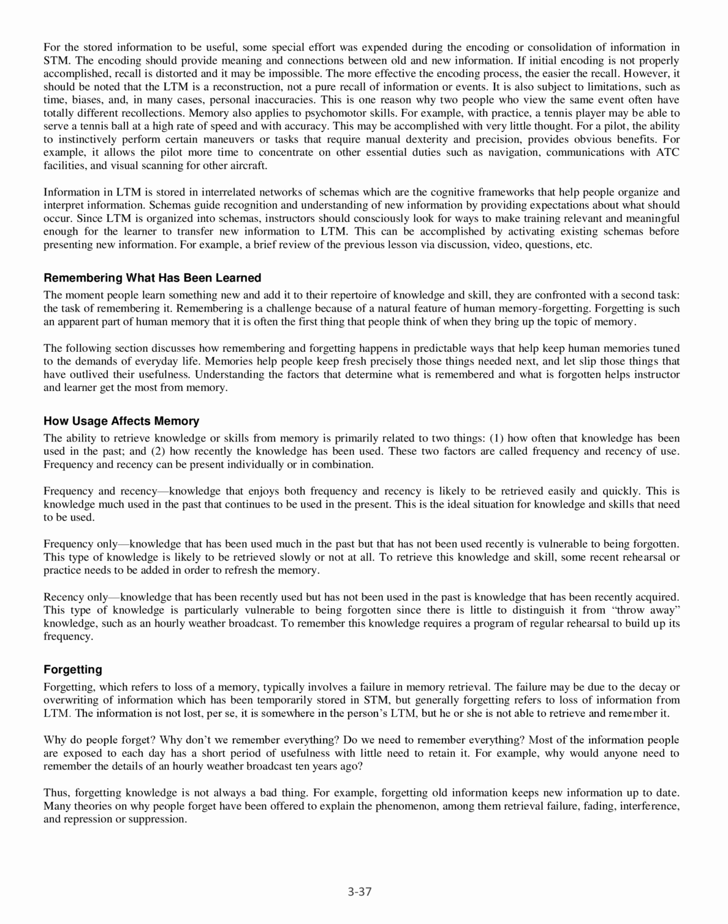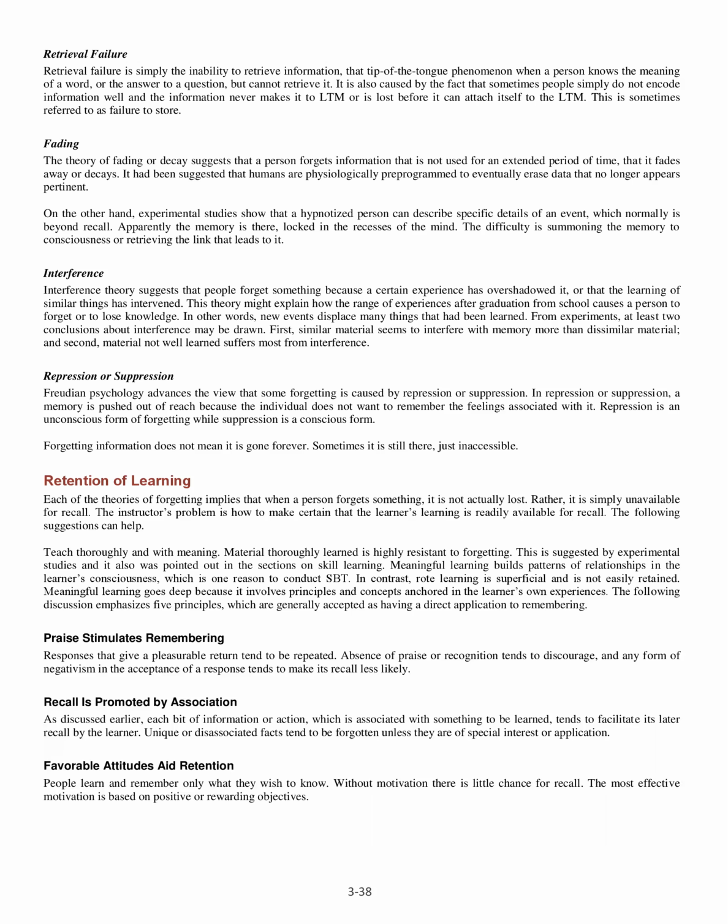Many theories on why people forget have been offered to explain the phenomenon, among them retrieval failure, fading, interference, and repression or suppression. Retrieval failure is simply the inability to retrieve information, that tip of the tongue phenomenon when a person knows the meaning of a word, or the answer to a question, but cannot retrieve it. It is also caused by the fact that sometimes people simply do not encode information well and the information never makes it to LTM or is lost before it can attach itself to the LTM. This is sometimes referred to as failure to store.